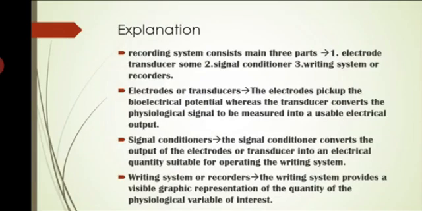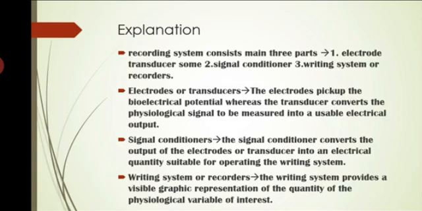Now we'll see the explanation. First, the recording system consists mainly of three parts. First, electrode or transducer. Second, signal conditioner, and third, writing system or recorders. So now we'll see the electrodes or transducer.